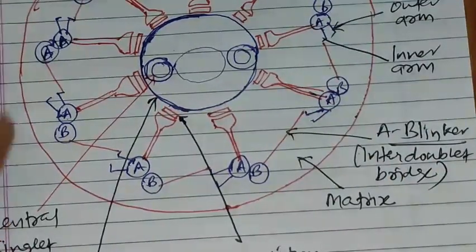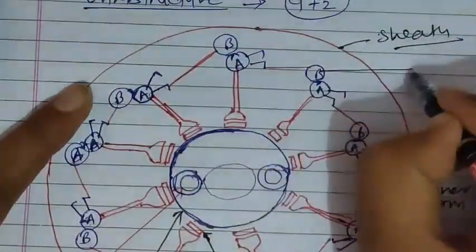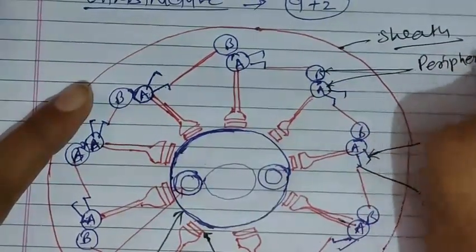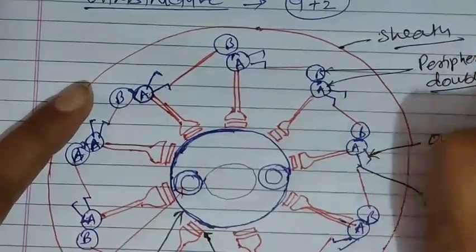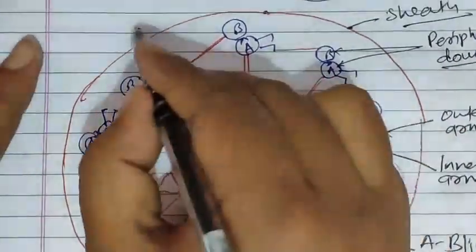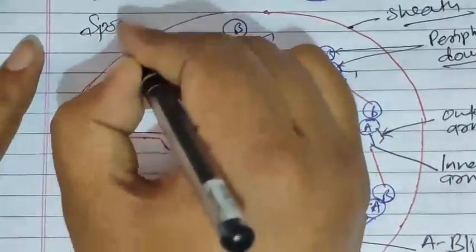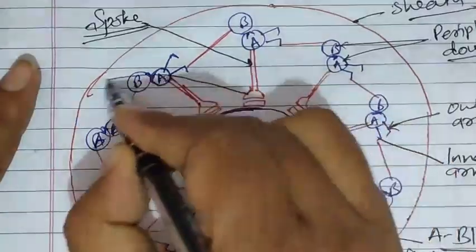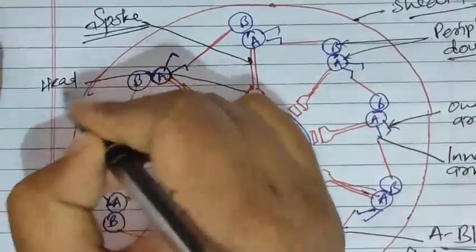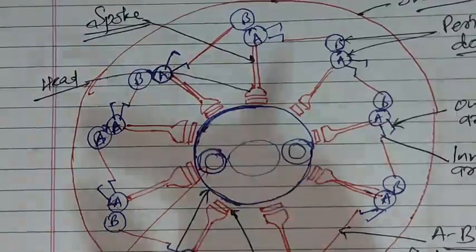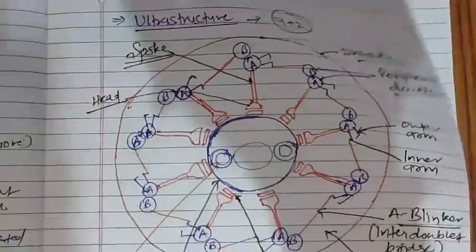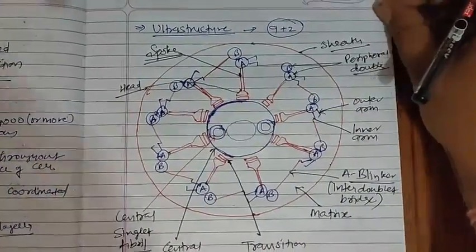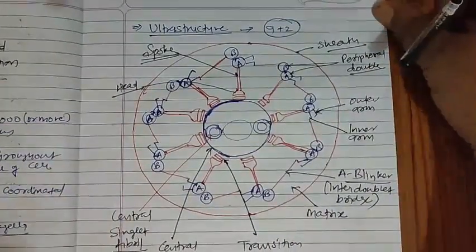Okay, then these are the two peripheral doublets. This is the peripheral doublet, and they are connected by a linker. Then this is the radial spoke, and the radial spoke has a bulging structure which is named as head. So in such a way the whole structure of cilia or flagella is made. You can see this is a complete structure which is showing 9+2 arrangement.